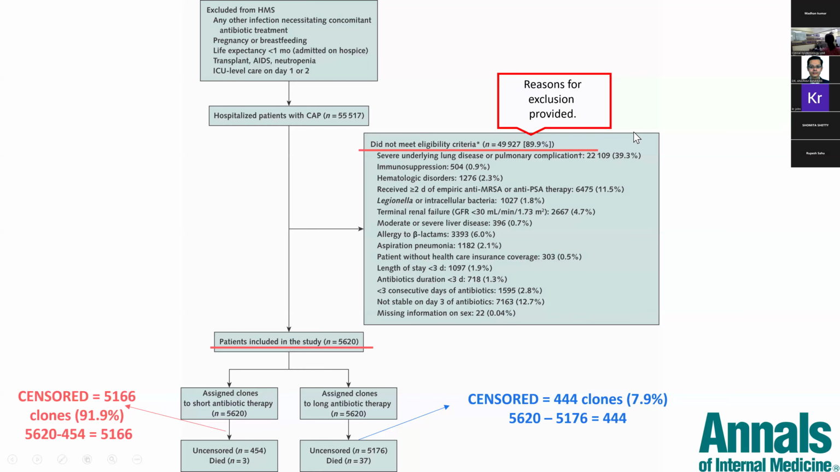If you have 5620 patients, for 2 treatment arms, there are 5620 clone A and 5620 clone B. So they had so many clones. Then, out of this, the dead are included in the uncensored clones. Somebody who died, I mean, death is not a censorship criterion, okay.